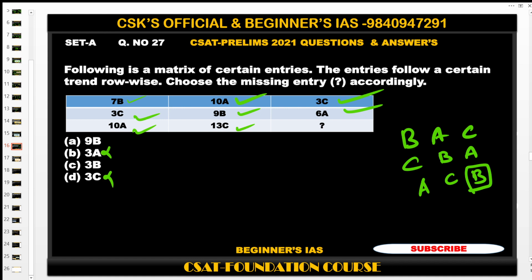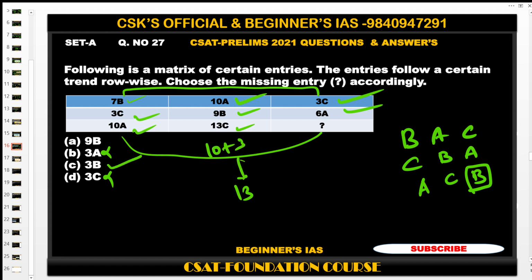Then listen carefully. 7 plus 3 is equal to 10. 3 plus 6 is equal to 9. Then 10 plus dash is equal to 13; 10 plus 3 is equal to 13. Therefore the answer is 3b. Clear? They are giving you boxes etc. so that people panic.